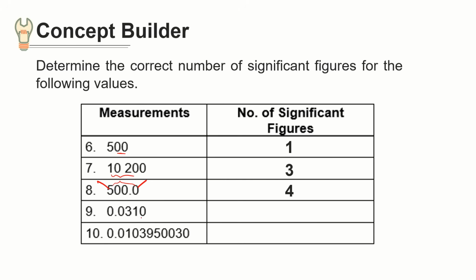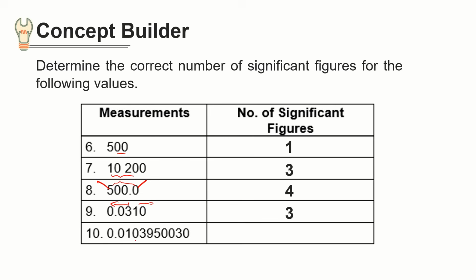So, number 9, we have here 3 significant figures. So, yung zeros to the left of the first non-zero are not significant. And then, zeros to the right of a non-zero digit are significant. Therefore, meron tayong 3 significant figures.